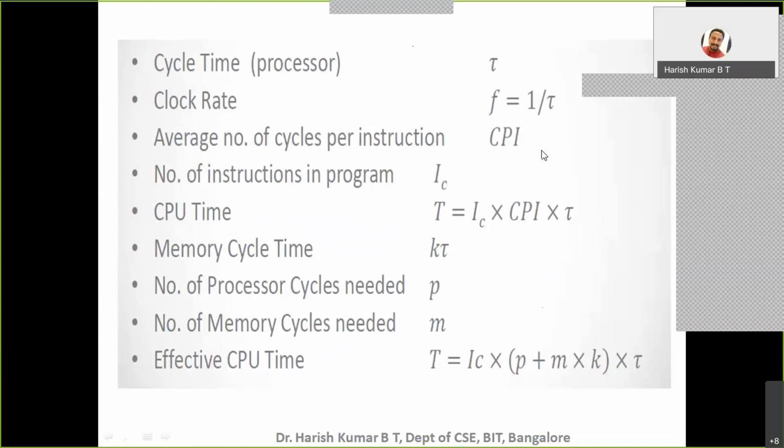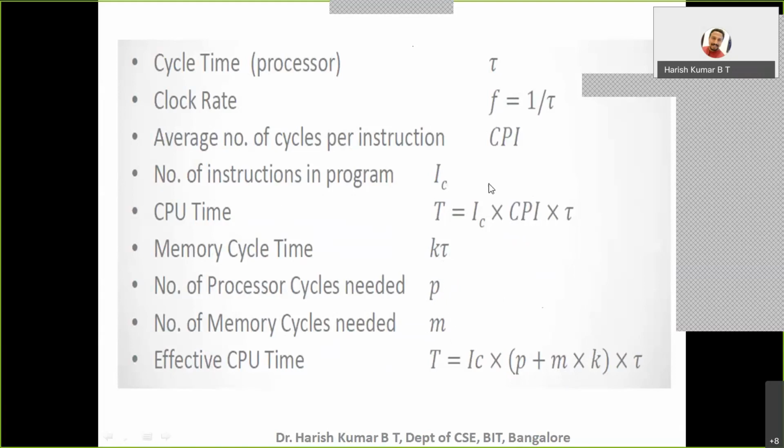Now this CPI can be expanded like this. The CPI can be divided into two things: processor cycle plus memory cycle. P is the processor cycle and M into K is the memory cycle, where M is the number of memory reference cycles needed, and K indicates how many such memory references are required.